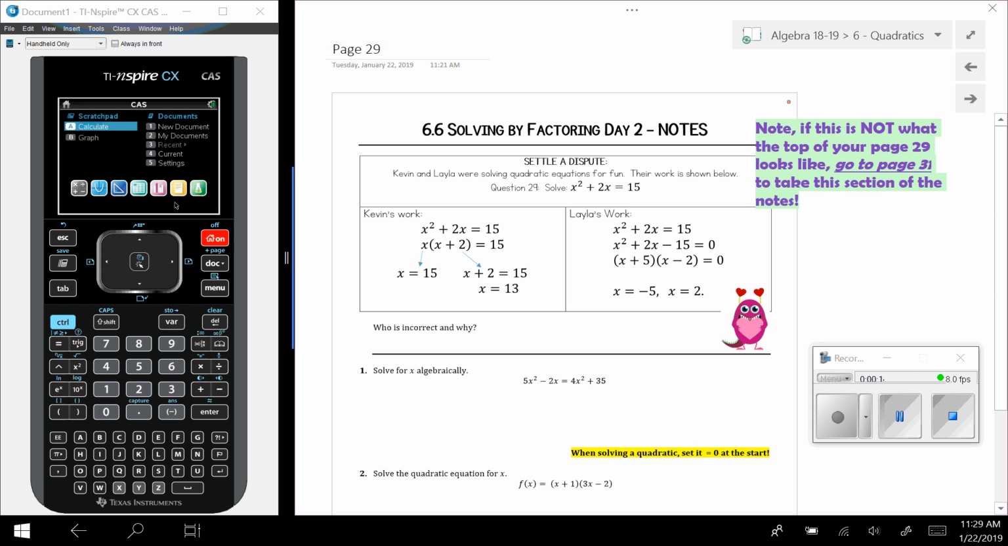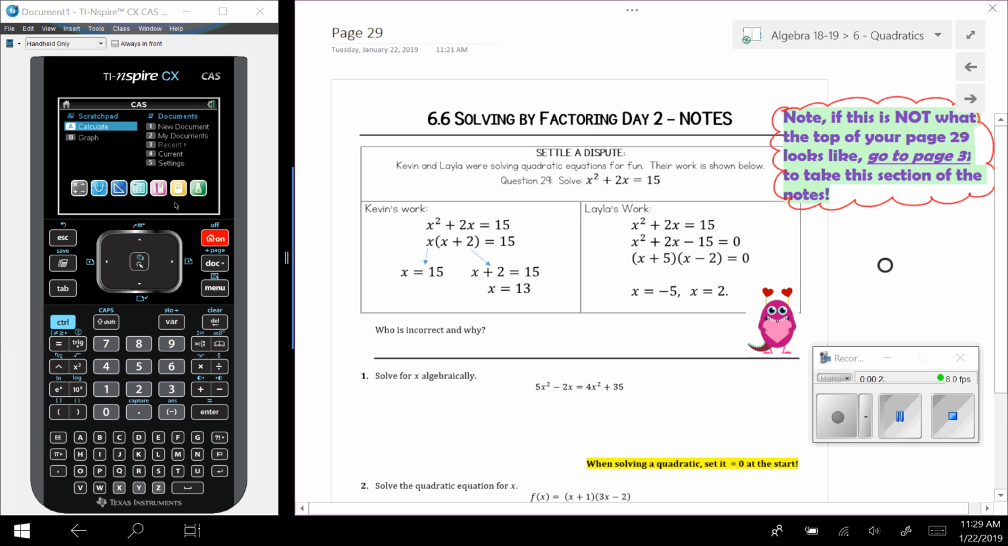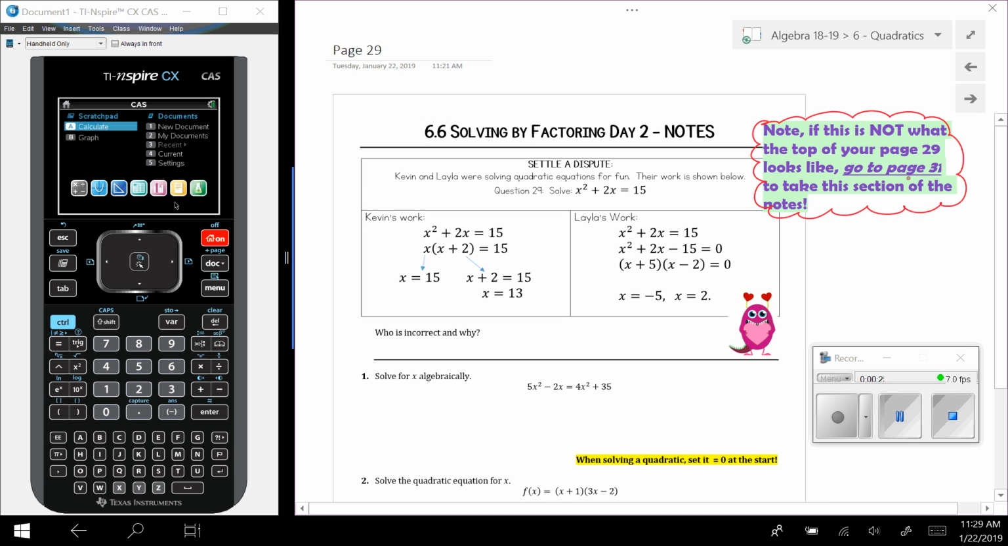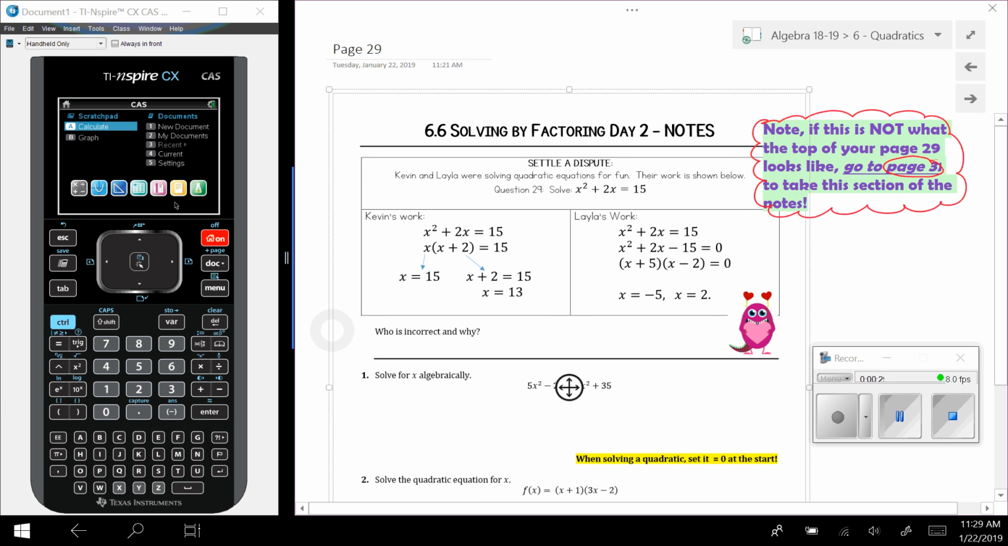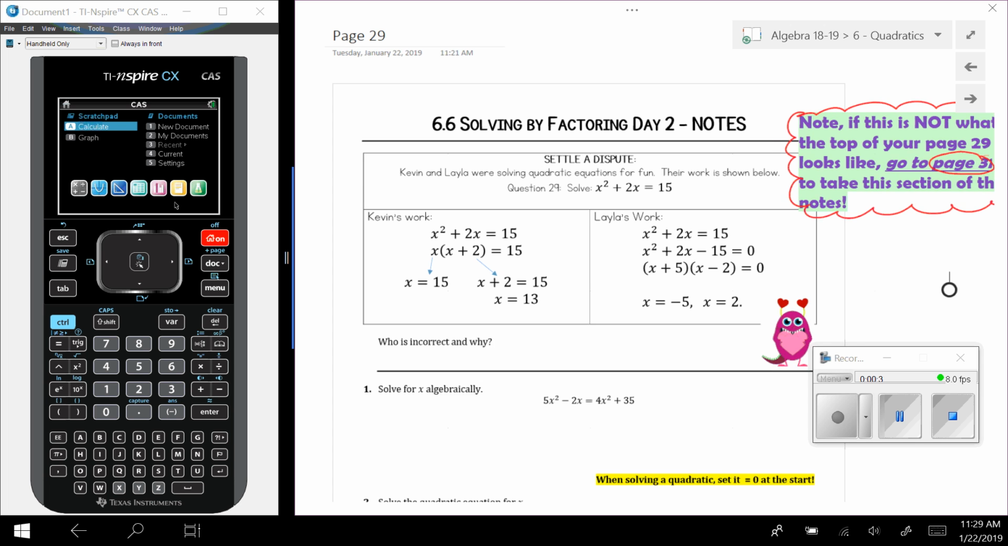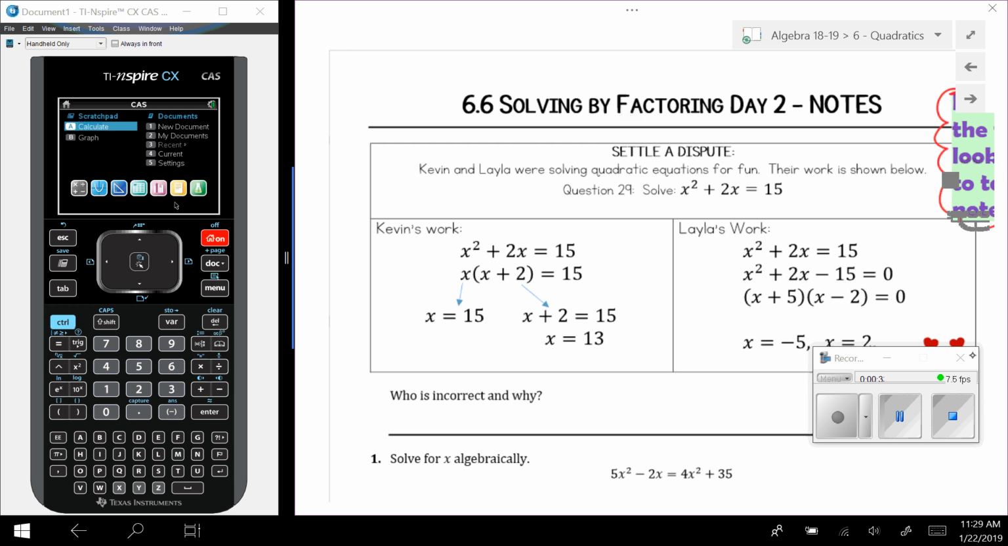Now, please pay attention to this special note. If this is not what the top of your page 29 looks like in your packet, go to page 31 right now, because this is where we're going to start, and then we will come back to page 29. I'll give you a second to get there if you are not already there.